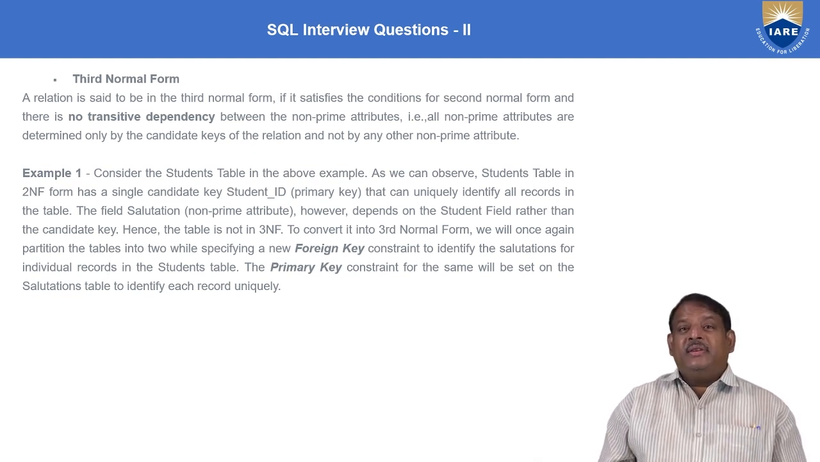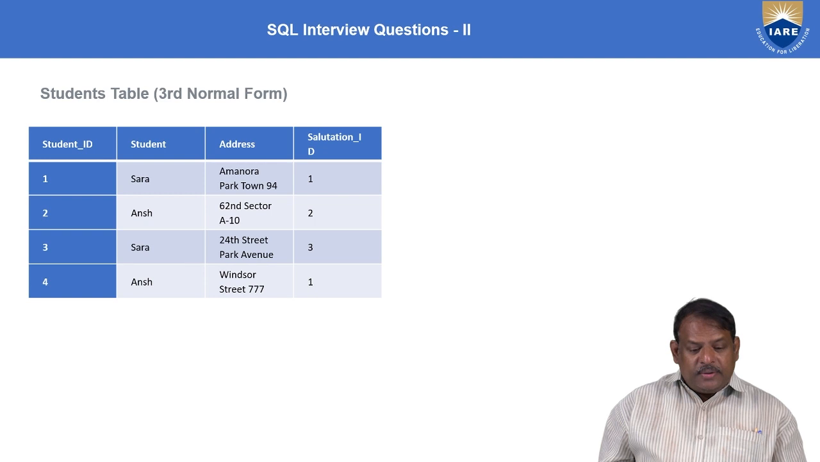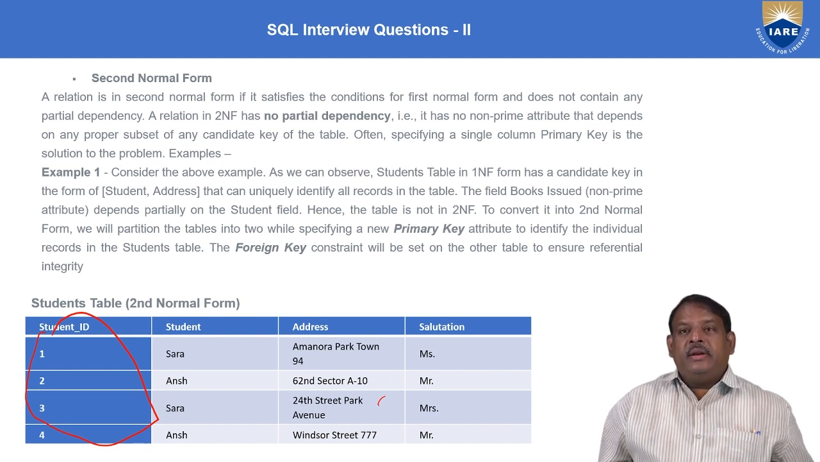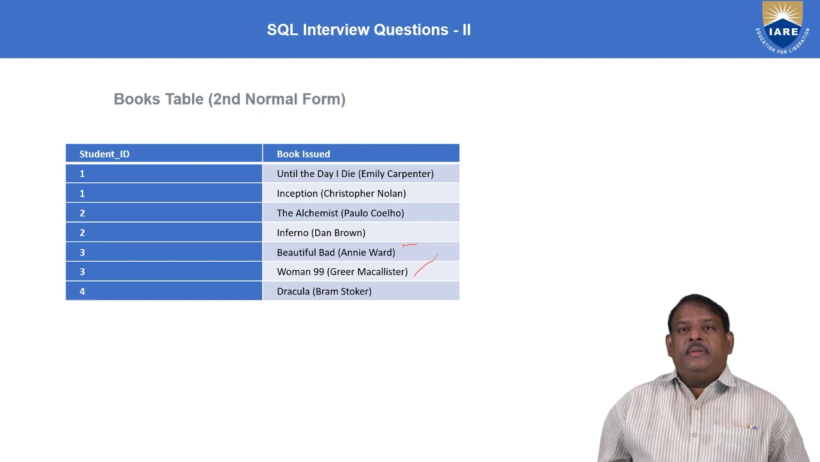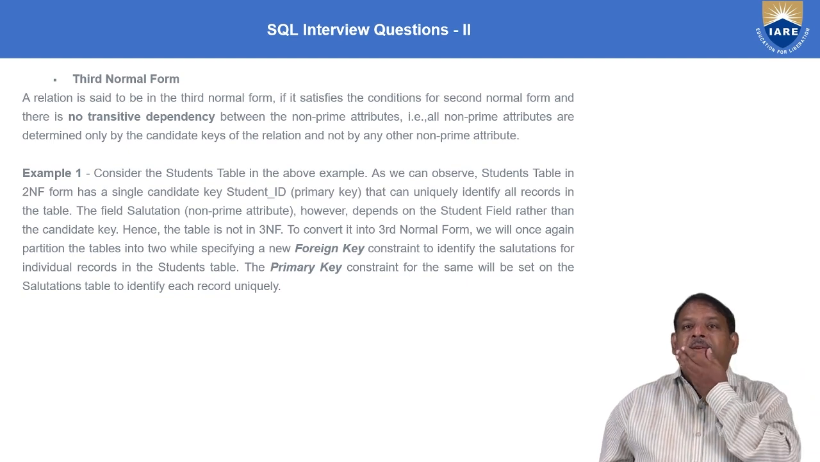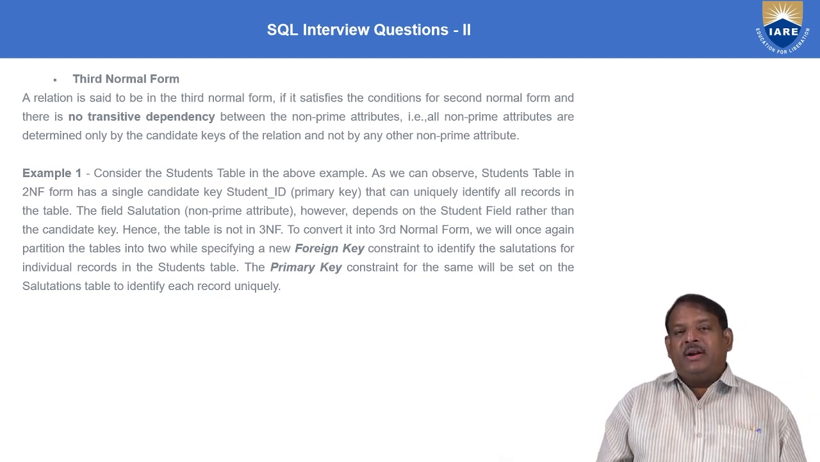The field salutation, a non-prime attribute, however, depends on the student field. See, this is depending on the student field. This is depending on the student field. So that is a transitive dependency. So what he says is the field salutation, however, depends on the student field rather than the candidate key. Hence, the table is not in third normal form.